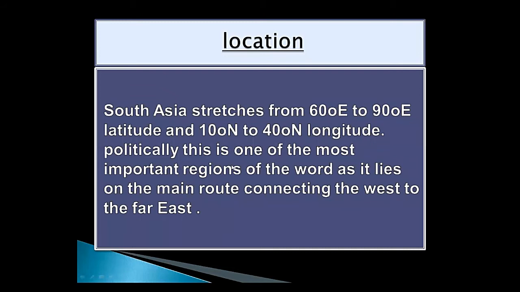Longitude is the angular distance of a place east or west of the Greenwich meridian, or of the standard meridian of a celestial object, usually expressed in degrees and minutes. From a political point of view, this region also has much importance because of the main route connecting the west to the far east. Toward the north is China. The Arabian Sea and the Indian Ocean are also part of South Asia's location.